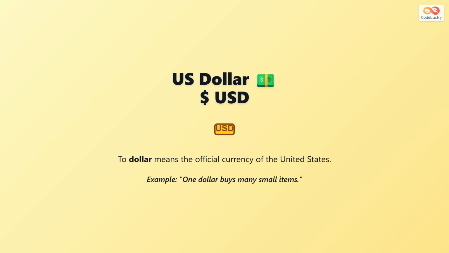Dollar is the official money of the United States. The symbol for dollar is the dollar sign, and its code is USD. When you see a price with dollar sign, it means American money. $1 can buy small things like coffee or snacks in America.